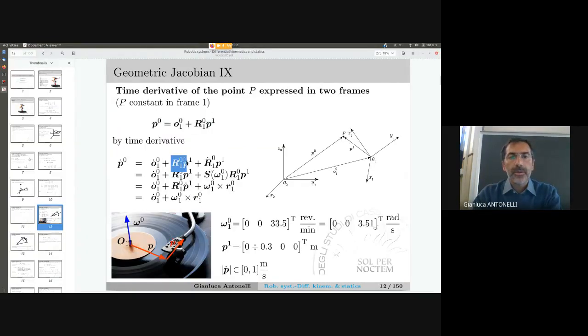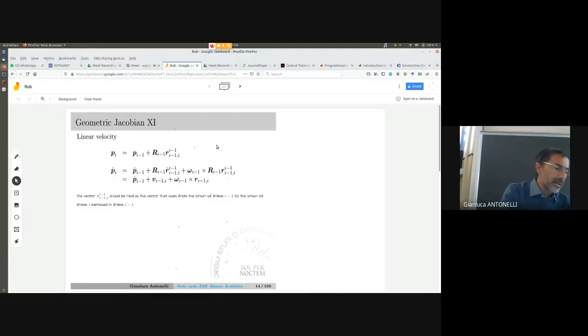This term here is not zero anymore, because the two frames can move one with respect to the other. And then I have the angular velocity cross product, the displacement. Conceptually it is the same as we have done it. So I have the contribution of three terms.